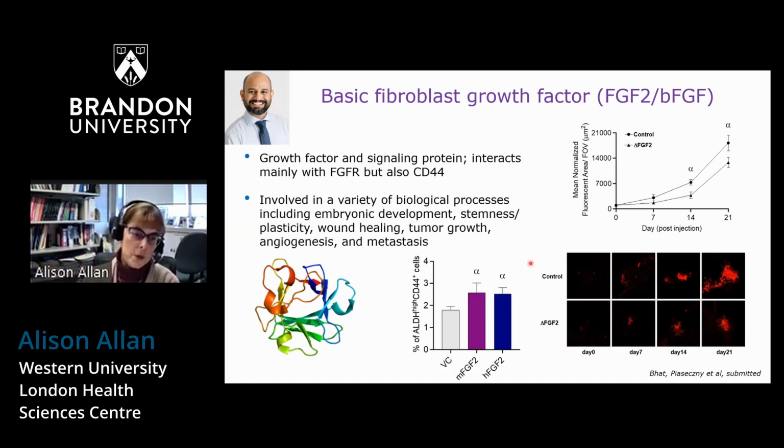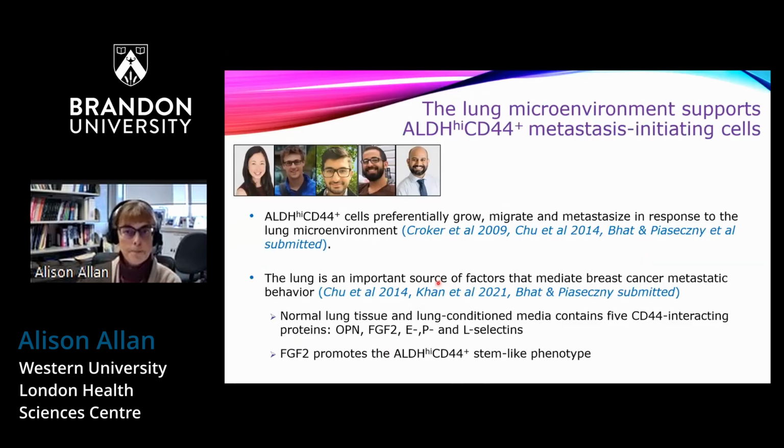And then Vasu's also doing a number of in vitro studies, and he found that if you treat just parental whole population breast cancer cells with recombinant protein, either mouse recombinant FGF2 or human, then you can increase the proportion of these stem-like cells. So there's definitely a feedback loop going on between the seed and the soil.